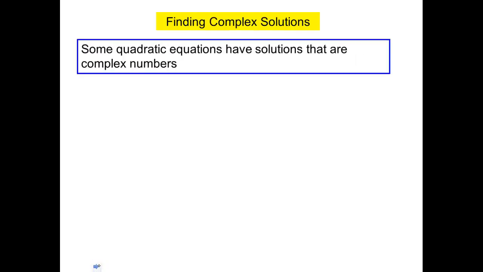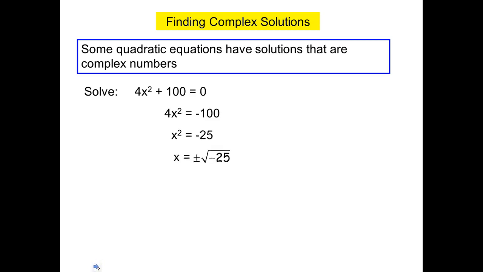So some quadratic equations have solutions that are complex. Those are the ones that have negative square roots along the way. For instance, 4x squared plus 100 equals 0. I recognize that this does not have a b term, or b equals 0, so I can do this most efficiently by using the square root method. I would subtract 100 from both sides, divide by 4, and get x squared is negative 25. So x is plus or minus the square root of negative 25. That can be written as plus or minus 5 times i.